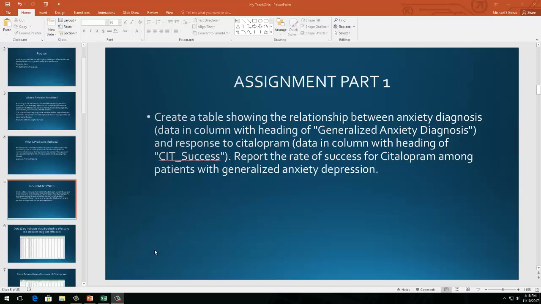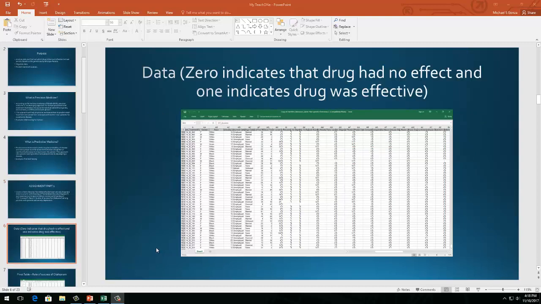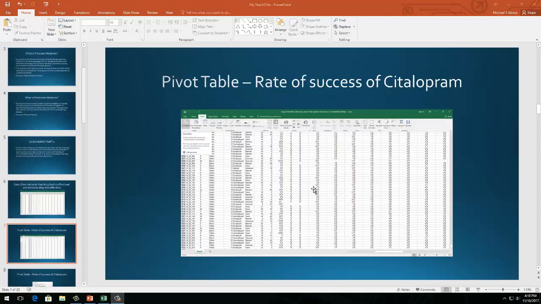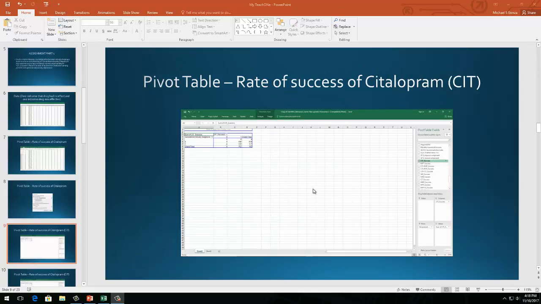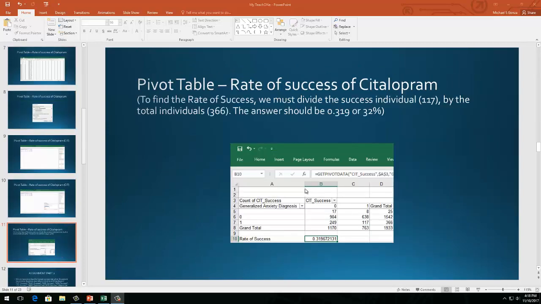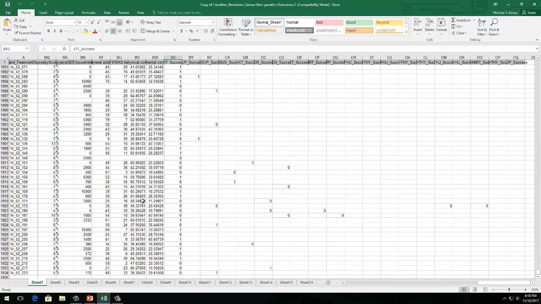So how do we do this? First, we get the data that's provided with us in the Excel sheet. In the Excel sheet, you're going to see a lot of ones and zeros. The zeros indicate that the drug had no effect, and ones indicate the drug was effective. So let's go to our Excel sheet, the data they provided with us.